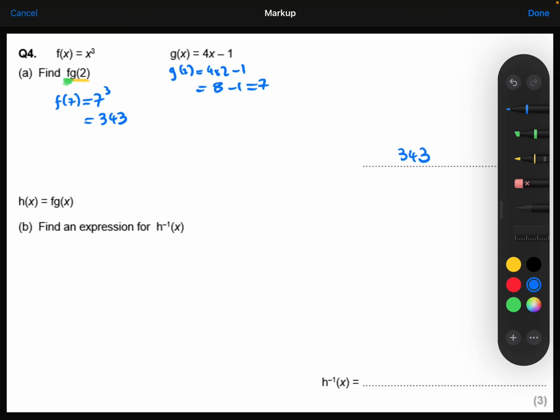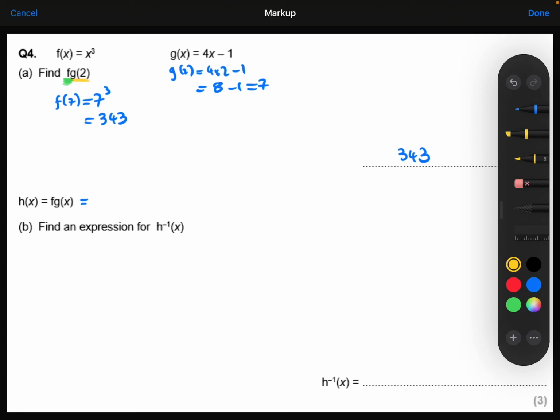We are then told that h of x is equal to fg of x, and we need to find an expression for h inverse of x. This little minus 1 here means the inverse of h. So we'll find that in a minute, but first we actually need to work out what h of x is.